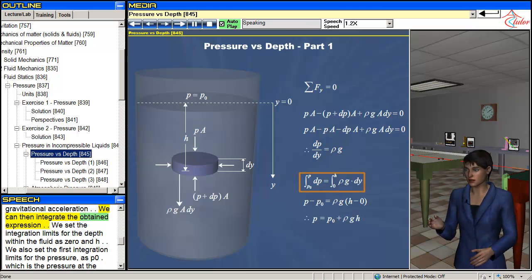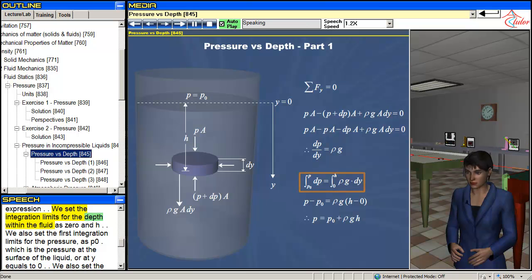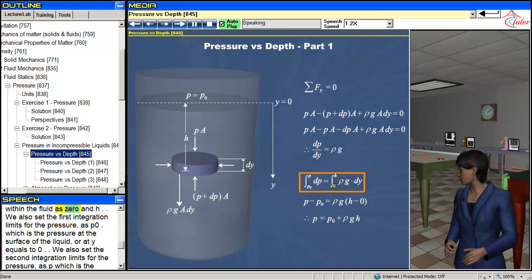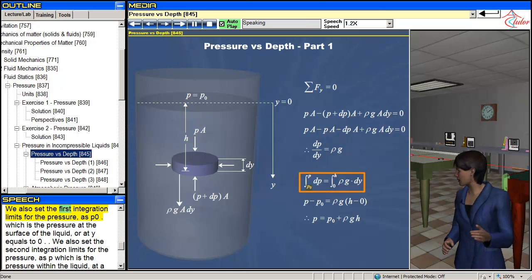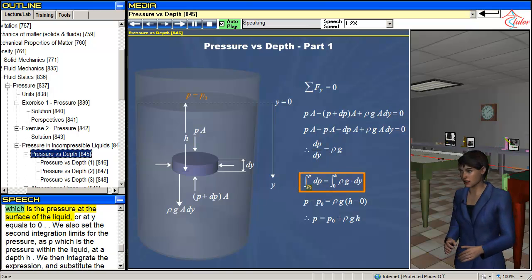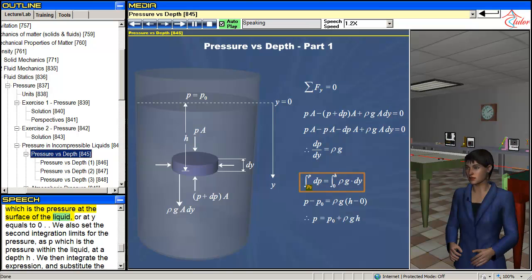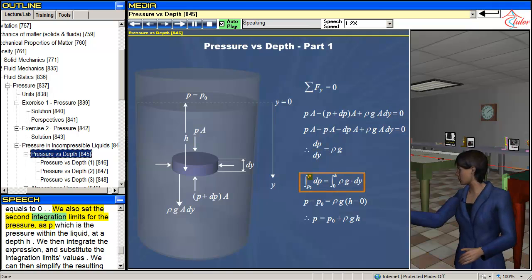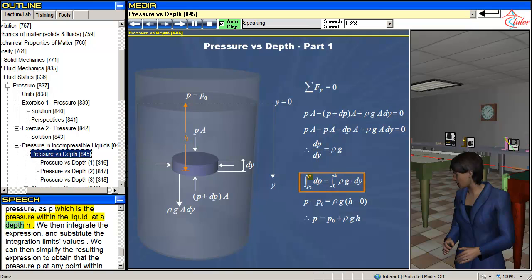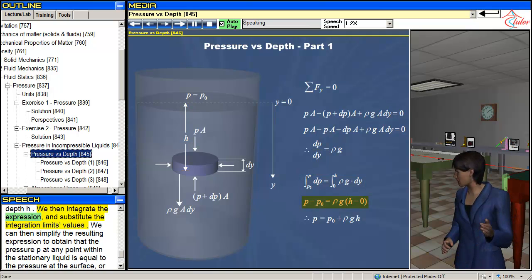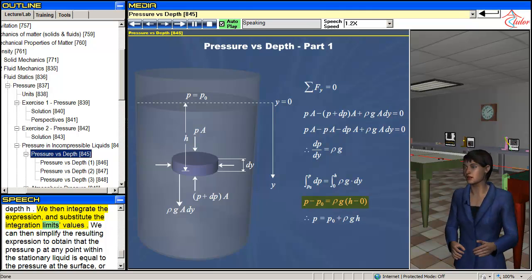We can then integrate the obtained expression. We set the integration limits for the depth within the fluid as 0 and h. We also set the first integration limits for the pressure as P0, which is the pressure at the surface of the liquid, or at y equals 0. We also set the second integration limits for the pressure as P, which is the pressure within the liquid at a depth h. We then integrate the expression, and substitute the integration limits values.